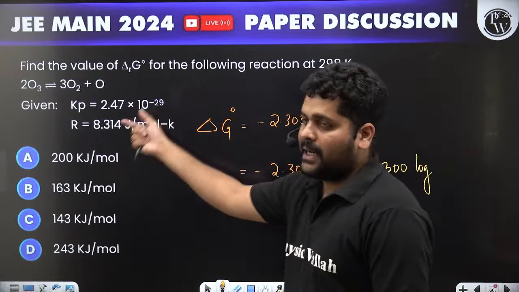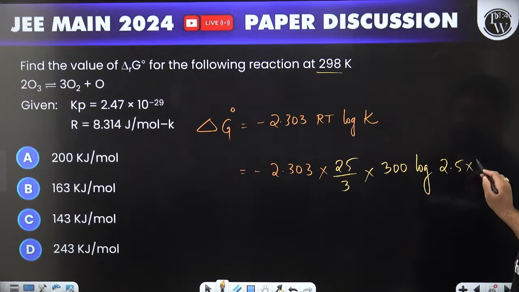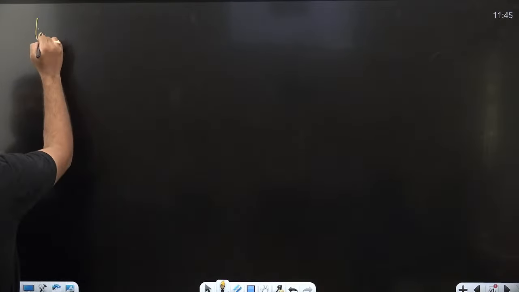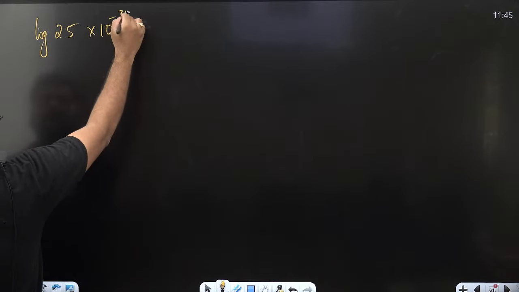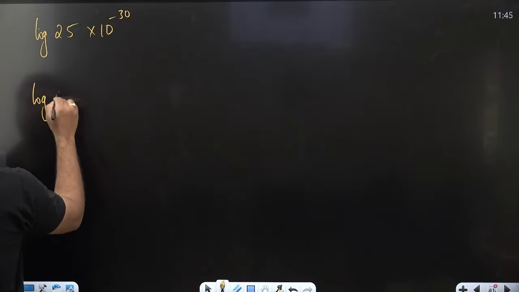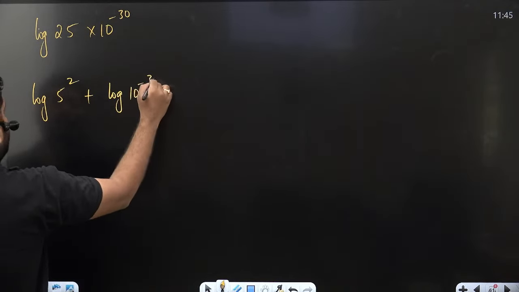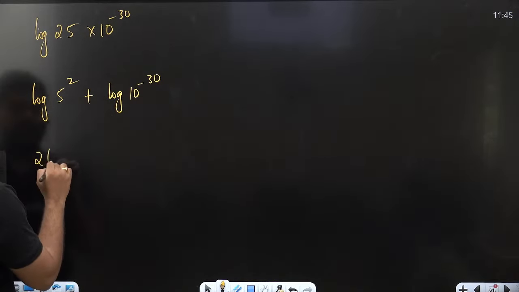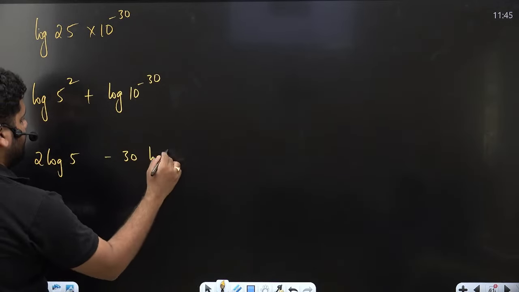2.47 into 10 to the power minus 29. We will approximate again this as 2.5 into 10 to the power minus 29. Let us solve log 2.5 into 10 to the power minus 29 first. I'll write it as 25 into 10 to the power minus 30. So this would be log 5 square plus log 10 to the power minus 30. So this is going to be 2 log 5 minus 30 log 10.